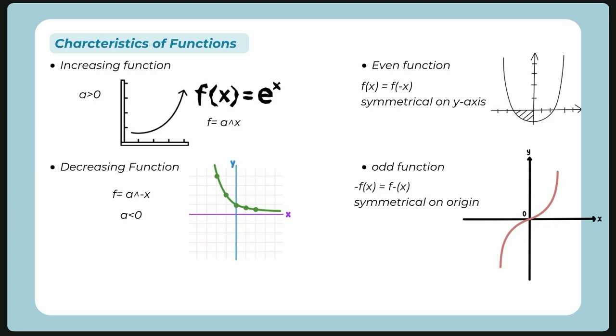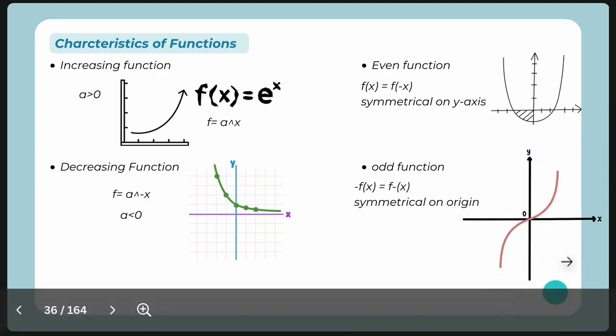The third type of characteristic is an even function. If you have an even function, it means that your f of x is equal to f of negative x. So an even function is symmetrical along the y-axis. If you see here this parabola, it has 2 points and it's symmetrical along the y-axis. While if you have an odd function, it's basically negative f of x equals f of negative x, so it is symmetrical along the origin, like here. All right, so that's the tan function, and it's basically symmetrical along the origin.